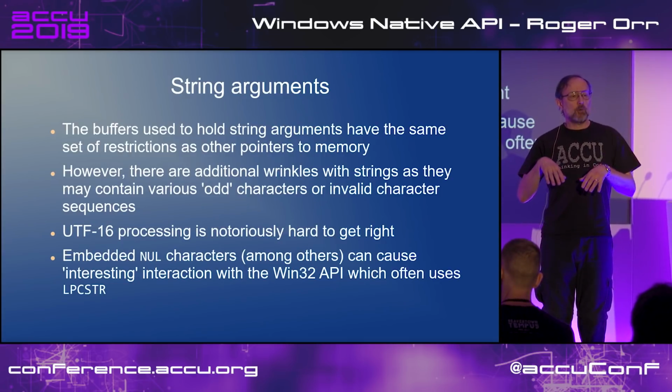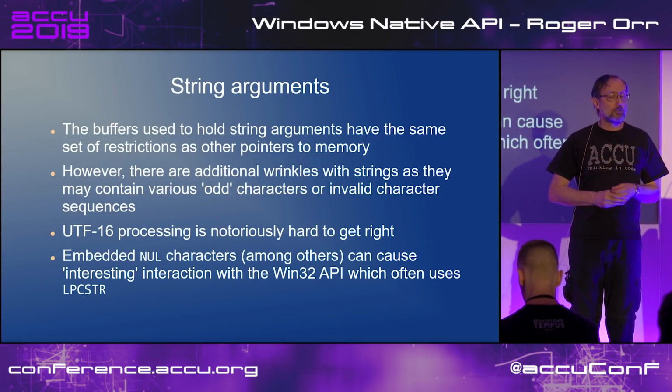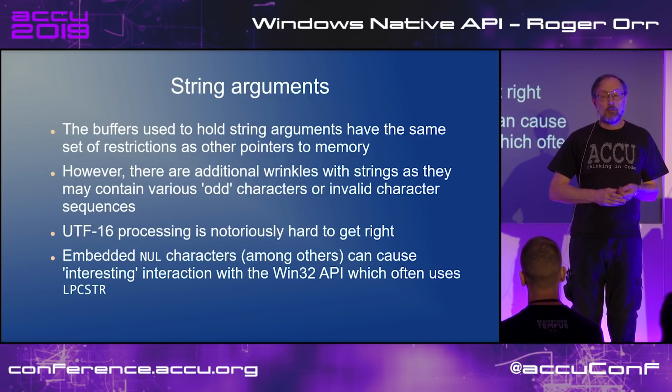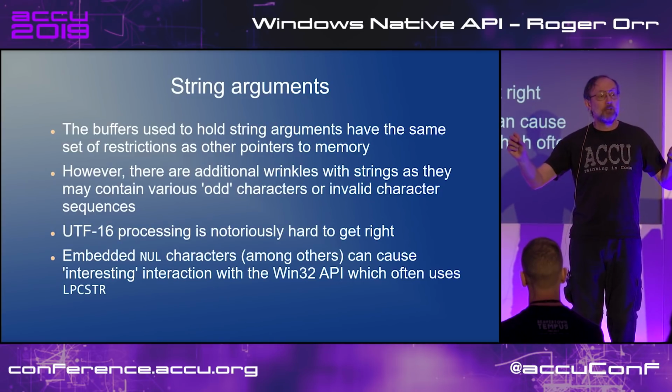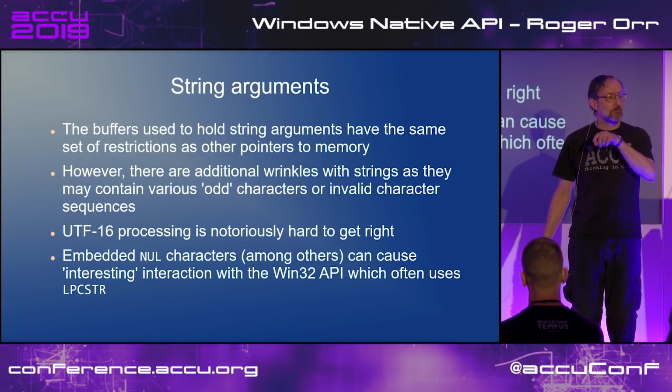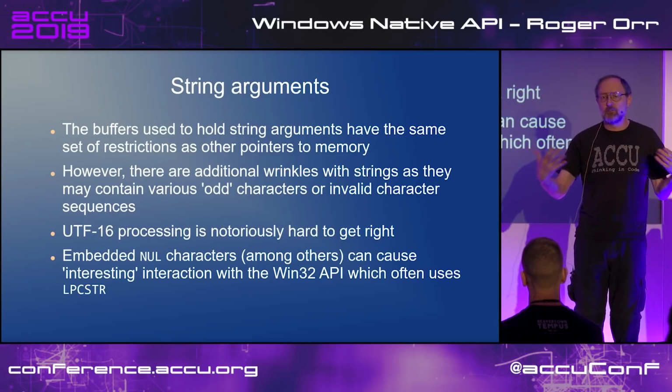Some of the APIs are more restrictive than others about which characters. So if you try with the file system, for example, there's quite a lot of characters that they explicitly check. You can't create a file name with a colon and slash in, because it just wouldn't make sense.